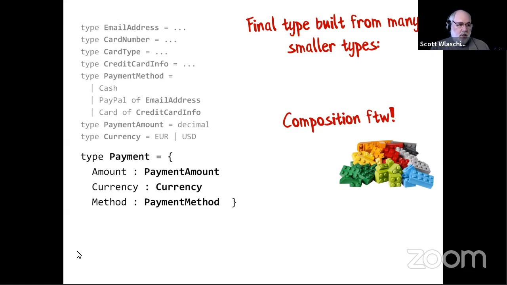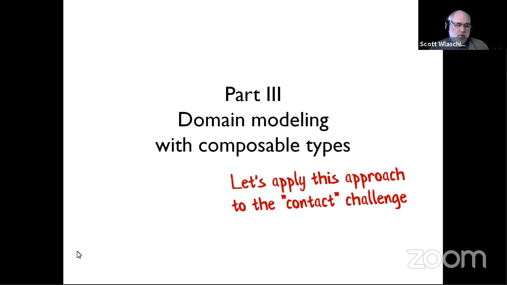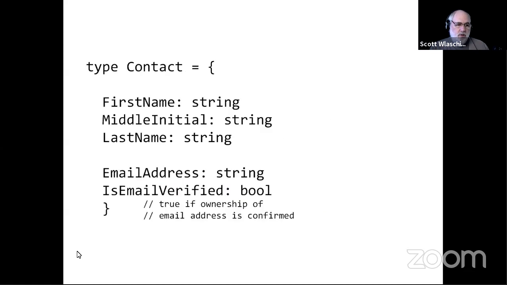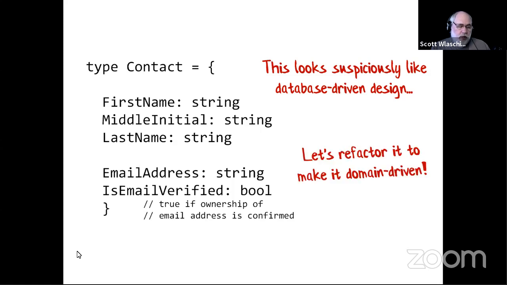So hopefully that makes sense. So let's look at the example I gave you, and let's see how we can fix this with composable types. Okay, so we're going to refactor that contact using this approach. So here's what we had at the beginning. And to be honest, this looks very suspiciously like database-driven design. This looks like a database table to me with 5 columns. And that is not how the domain experts would talk about it. Okay, so let's make it domain-driven design, not database-driven design.